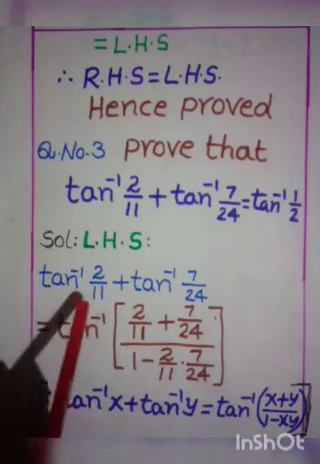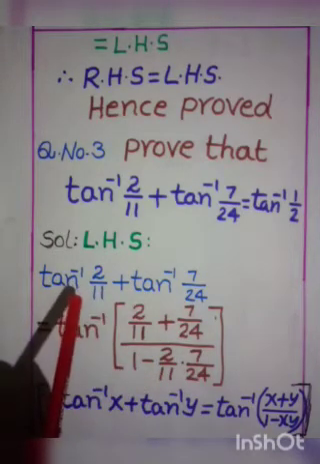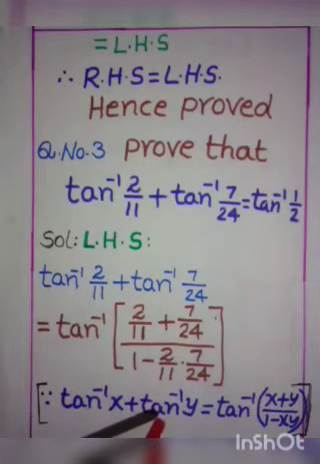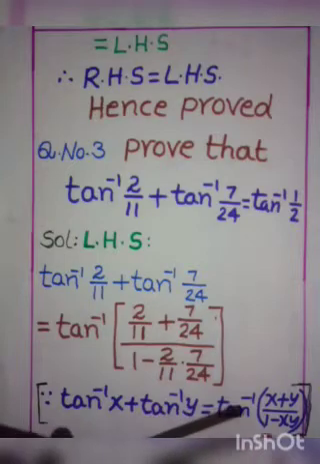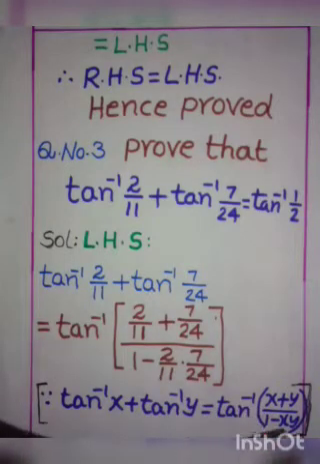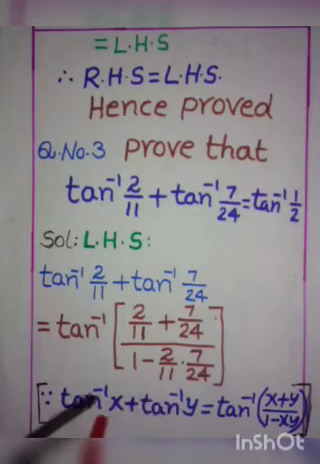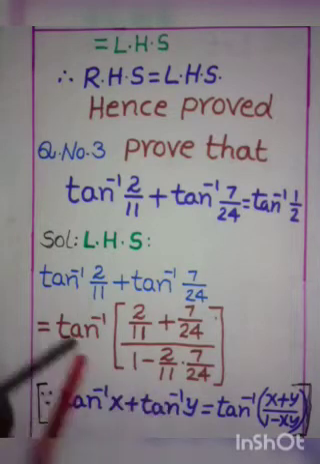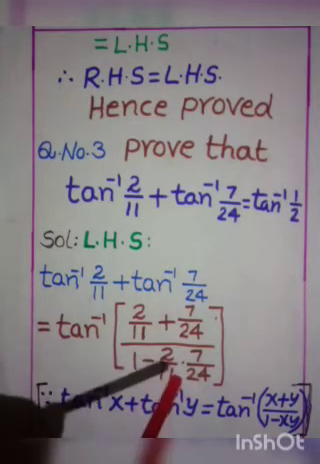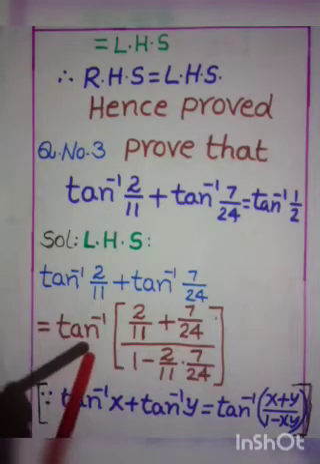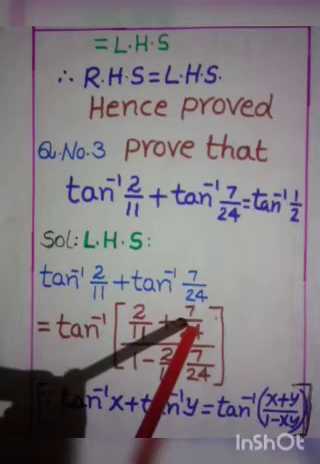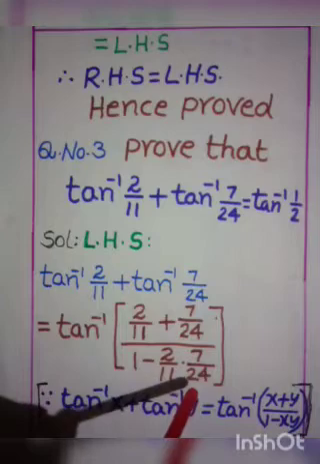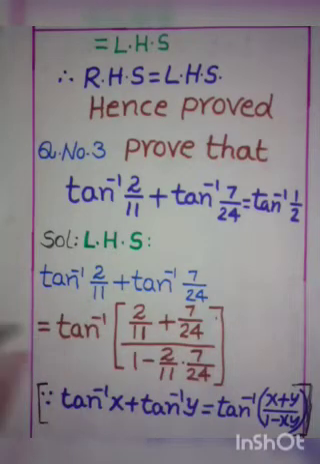If you observe this part, this is in the form of tan inverse x plus tan inverse y. We know that tan inverse x plus tan inverse y is equal to tan inverse of x plus y by 1 minus xy. This is the formula in the inverse trigonometric functions. So by using this formula, I am writing this step. Understood, my dear children? That is equal to tan inverse of 2 by 11 plus 7 by 24 whole divided by 1 minus 2 by 11 into 7 by 24. Understood this step, my dear children? Right.